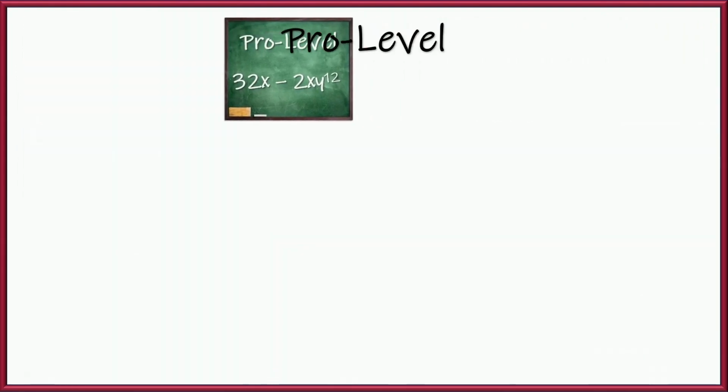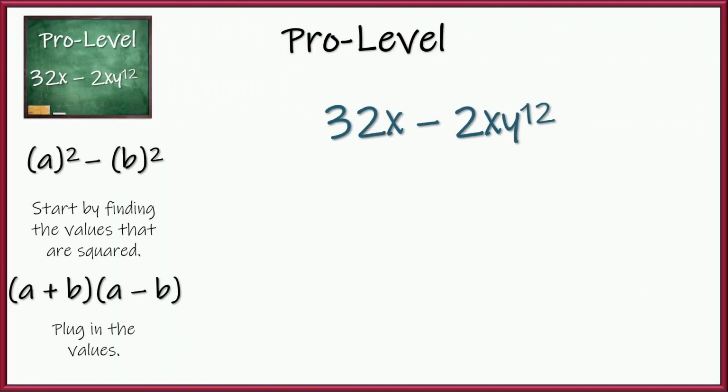All right, now let's try the pro level. Oh boy. This one's kind of ugly. The reason why, this isn't a perfect square, 32x, and neither is 2xy to the 12th. However, there is a common factor we can take out. Do you see what it is? Well, we have an x in both terms, and we also have a 2. So let's go ahead and divide those out and see what we get.